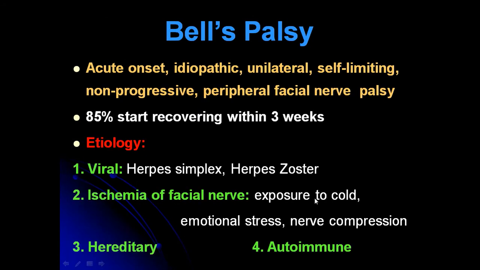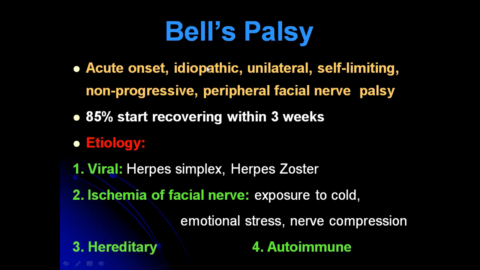Next part of the discussion is about Bell's palsy. As I already told you, it is the most important classification of the facial nerve palsy. About 60% to 70% of facial nerve palsies are idiopathic, and among all the reasons for facial nerve palsy, 75% of the cases are Bell's palsy. Almost 3 out of 4 cases of facial palsy are Bell's palsy only.